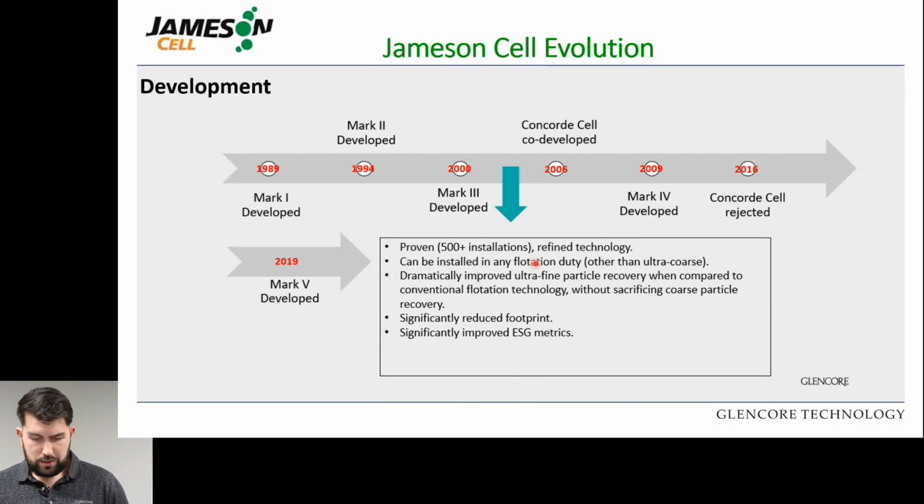For 8 years, the Concorde was tested and evaluated. However, the test work showed that there was minimal benefit in ultrafine particle recovery, combined with increased complexity, capital cost, and a significantly reduced operating range, which we've highlighted in this presentation. In 2016, the decision was made to reject the Concorde cell and continue with the Jameson cell development. Since then, the Jameson cell has continued to excel with over 500 installations and is now a very refined technology.